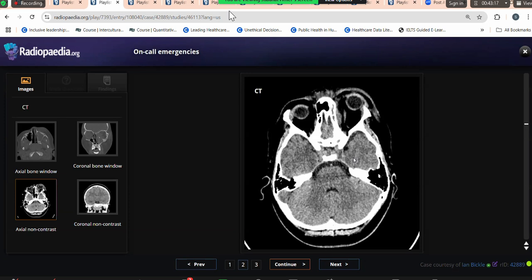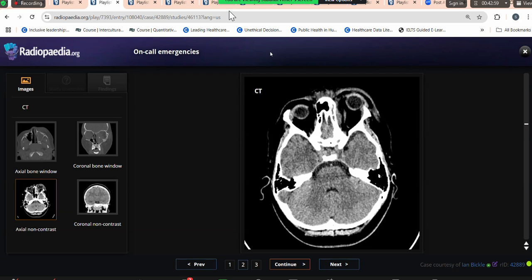In my routine practice, I would also look at bone window images to assess for any bone erosions or destruction. And in this case, I would discuss the findings with the referring clinician and would urgently inform the ophthalmology team of these findings. This requires urgent drainage of the abscess.